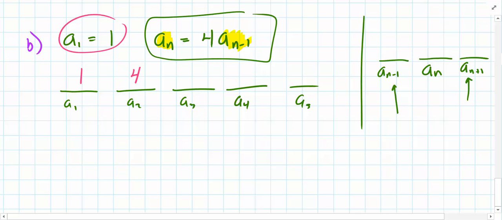So the first term will always be given. The third term will be 4 times the previous term. So it'll be what? 16. The fourth term will be 4 times the previous term, which will be 64. This is a recursive formula. It's based on the one before it, or a couple of the ones before it. That's a recursive formula. All right?